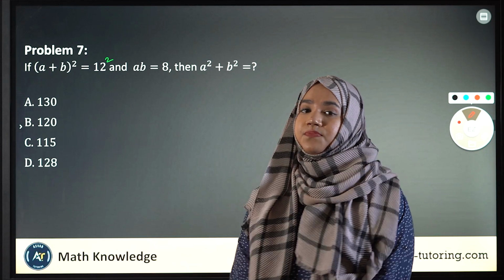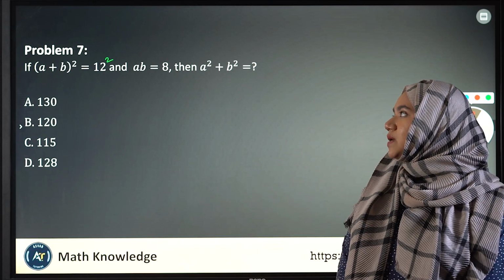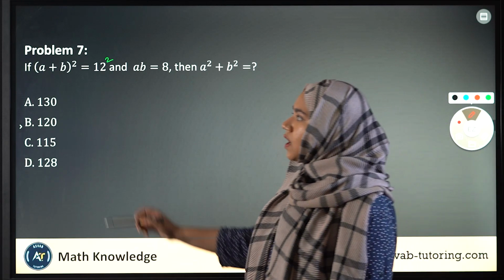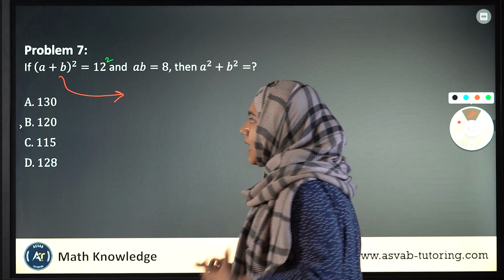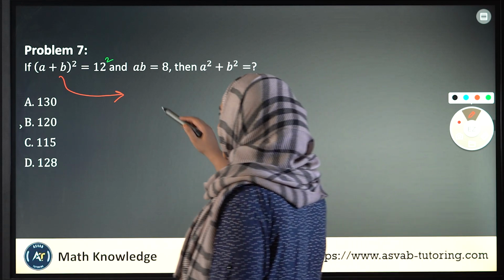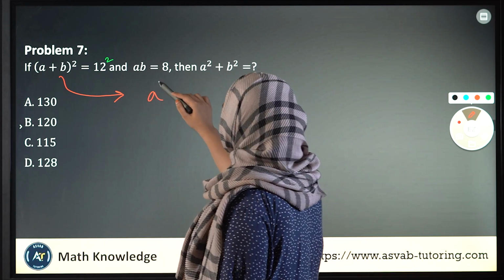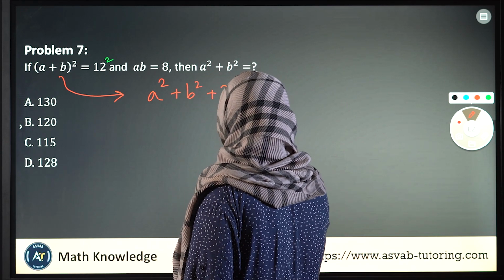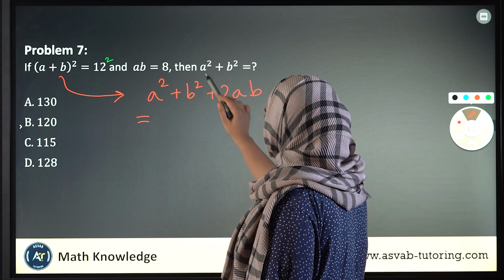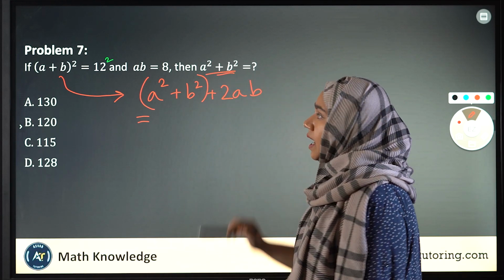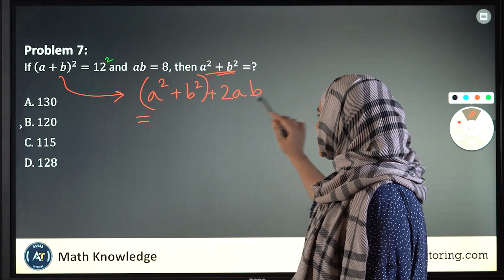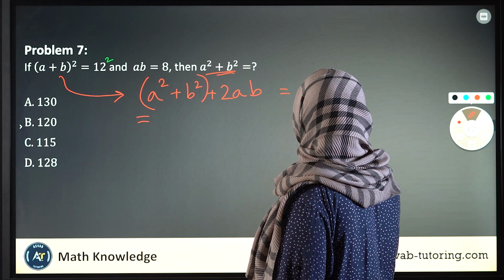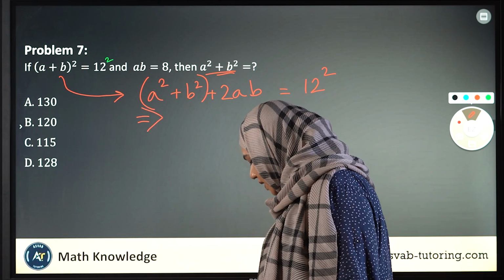So the question says, if a plus b whole squared equals 12 squared and ab equals 8, then what is a squared plus b squared? First of all, let's break this formula down. I think we already do know this formula. We've learned this in elementary school, right? A plus b whole squared is a squared plus b squared plus 2ab, all right? So in that regard, a squared plus b squared is whatever we are supposed to figure out here. And this entire thing represents a plus b whole squared, right? So we can just write this equals 12 squared, just like it says on the question, right?